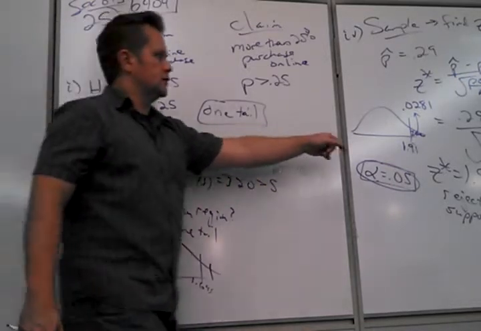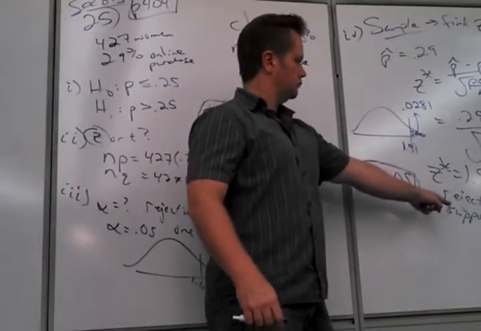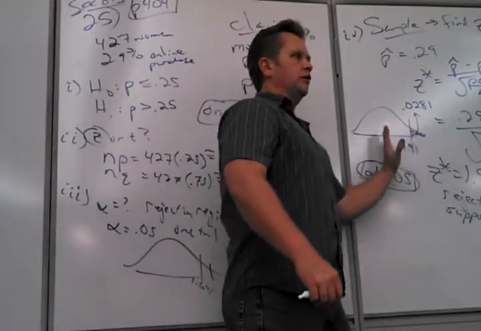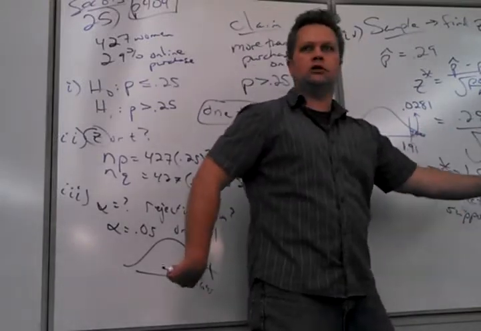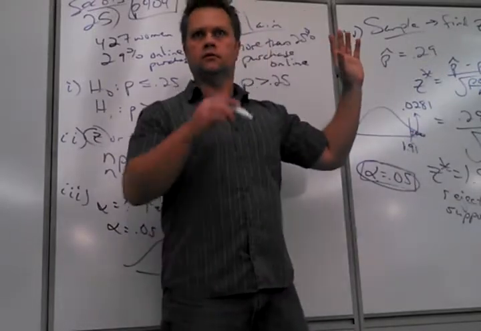But the p-value test is just as quick. Find the p-value. If it's less than alpha, you reject, because that would mean you must be a smaller tail. That would mean you must be inside this guy's rejection region. If it's not less than, then you fail to reject.